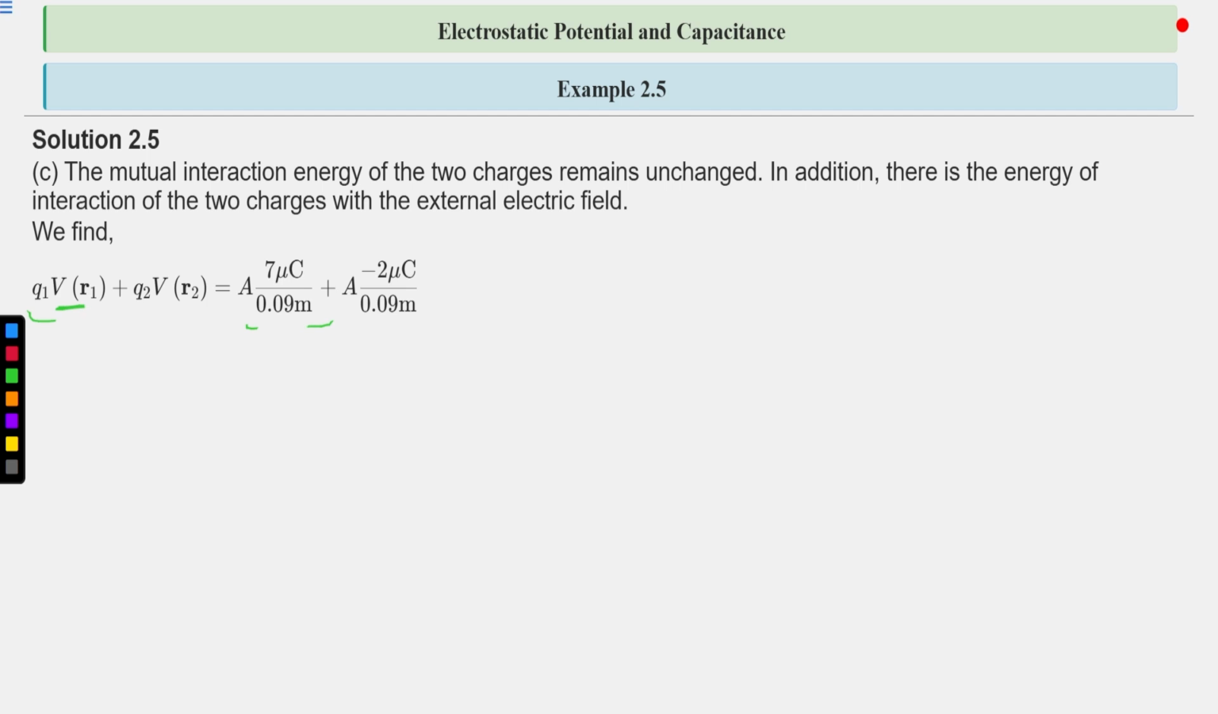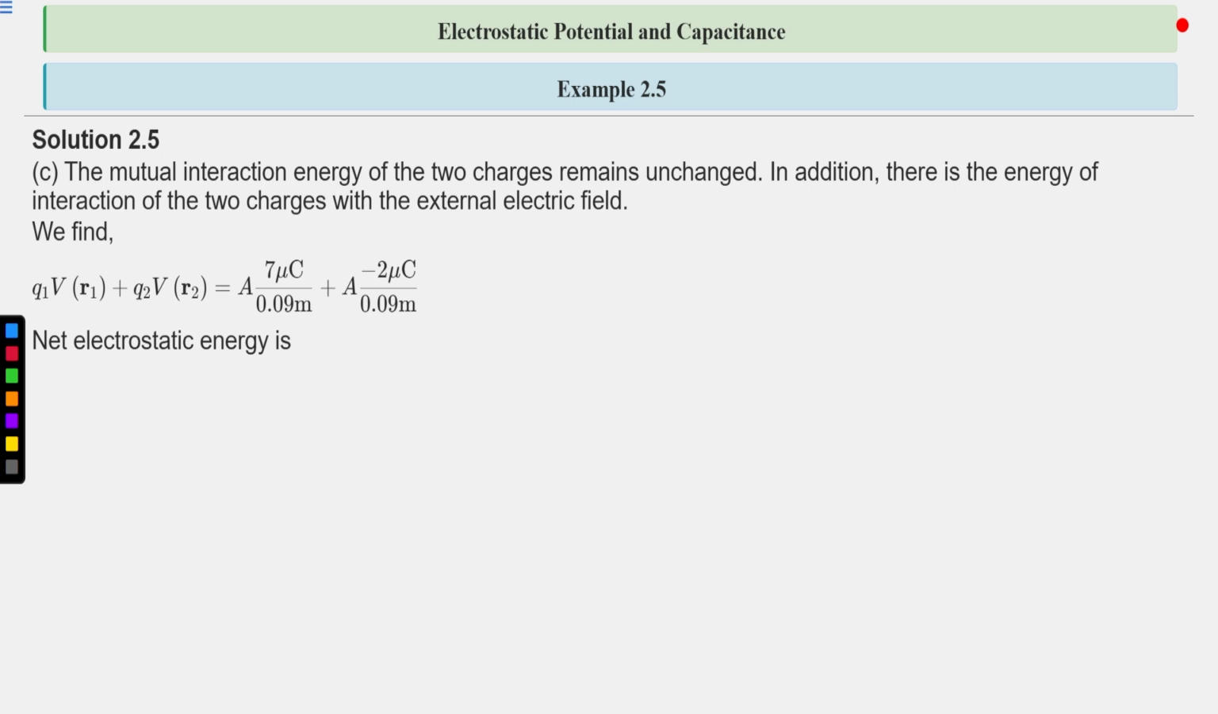What is the distance of Q1 charge from the origin? It is 0.09 meter. And the distance of this Q2 charge from the origin was also 9 centimeter, 0.09. And this Q2 charge is minus 2 microcoulomb, Q1 charge is 7 microcoulomb. So this is the work done against the external electric field.